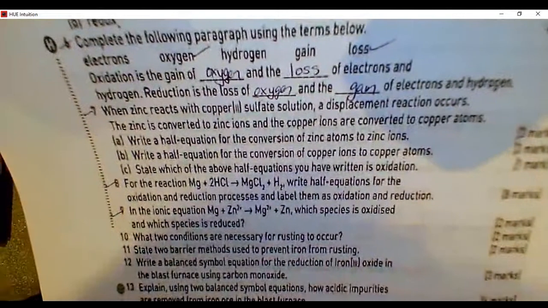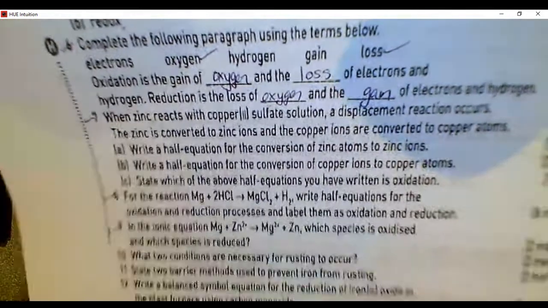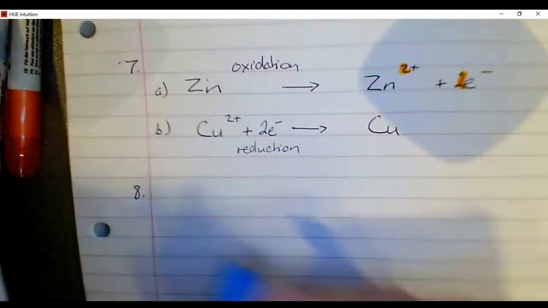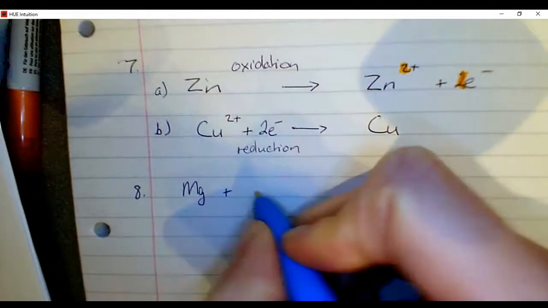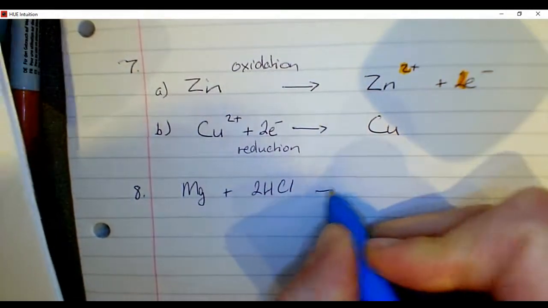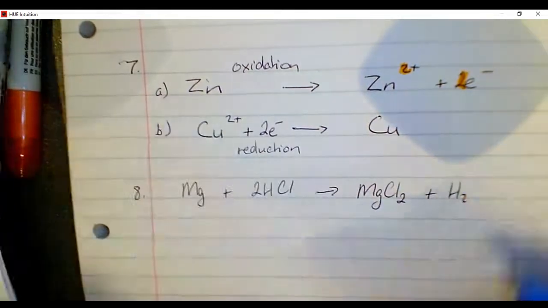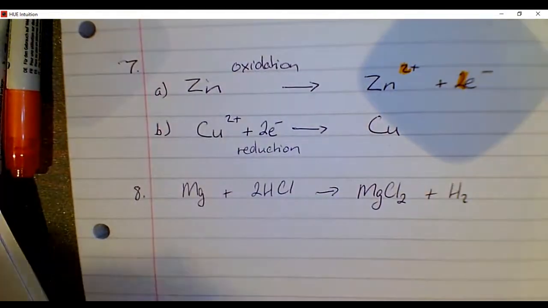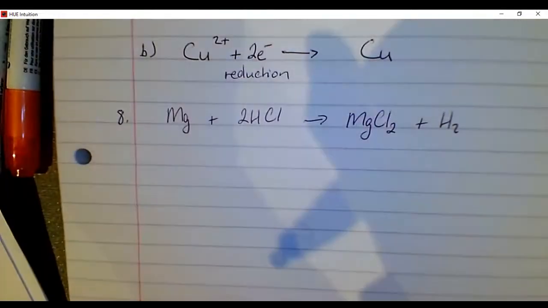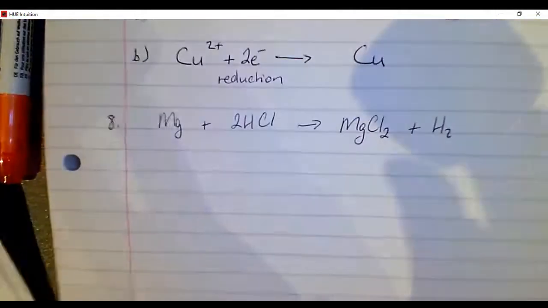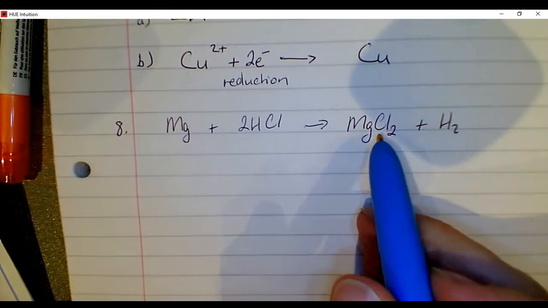For 8, write the half equations for the oxidation and reduction processes and label them as oxidation and reduction. That's a vile question, but we'll do it anyway. So you've got Mg + 2HCl gives you MgCl2 + H2. Oh, this is now advanced. We'll go through it, but I don't know how likely this one is to come up, because this is a metal with an acid giving you salt and hydrogen, and this is from 4th year. Okay, so let's have a look.